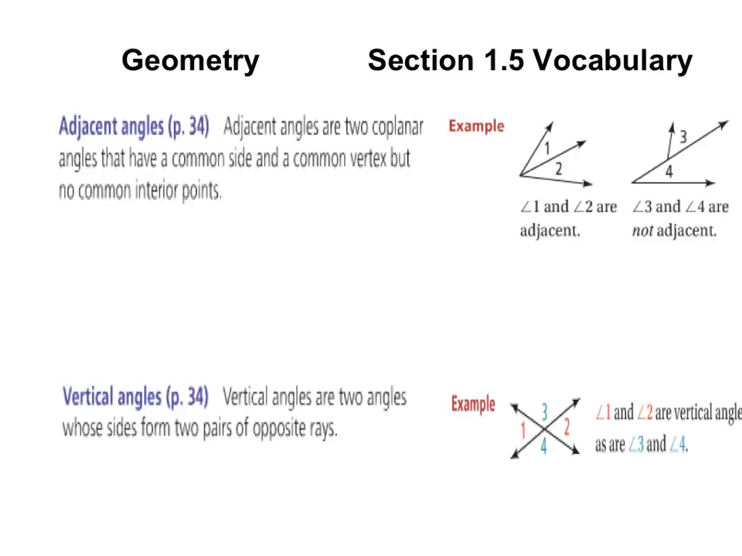Section 1.5 vocabulary. Make sure this time I didn't screw up too much, and I zoomed in for you so you can make it easier to read. Also write this down in your notes. Don't forget, you can rewind and pause whenever you need to write things down, and make sure you write these in your vocabulary packet. So let's get started with the 1.5 vocabulary.